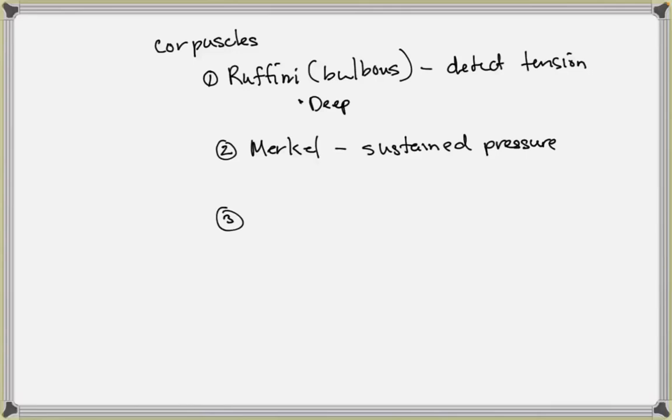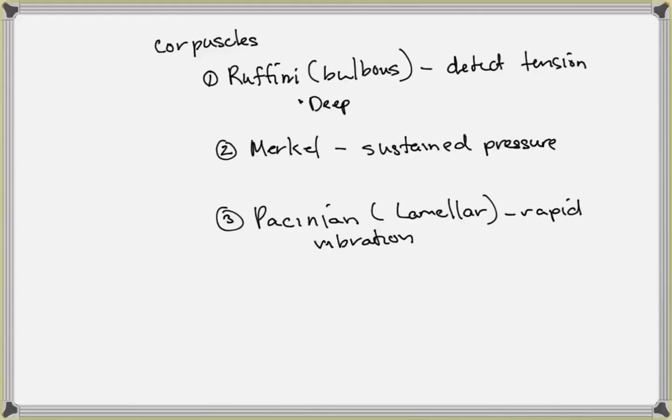And then you have what we saw there, which are Pacinian, also known as lamellar corpuscles, and they help with rapid vibration. So when we look here, these tend to be more elongated. These tend to be rounded, but they're pretty big. And these tend to be a little bit smaller.